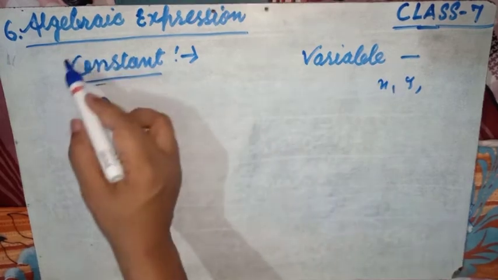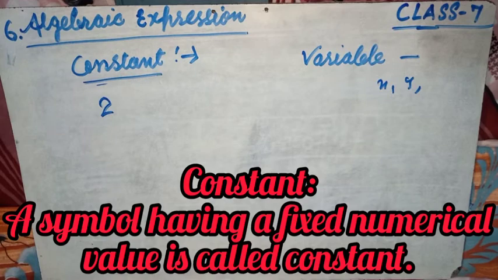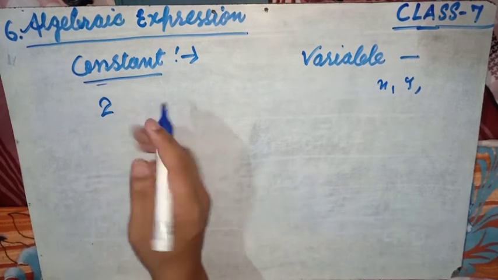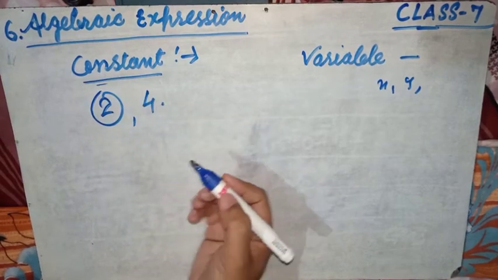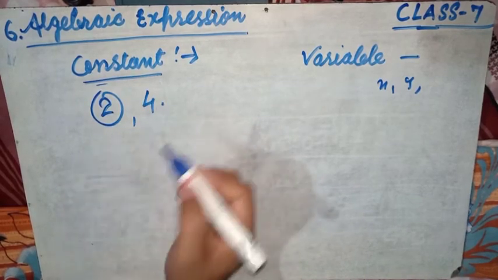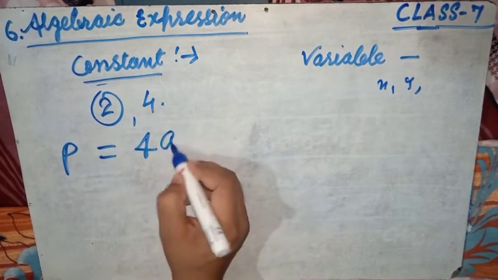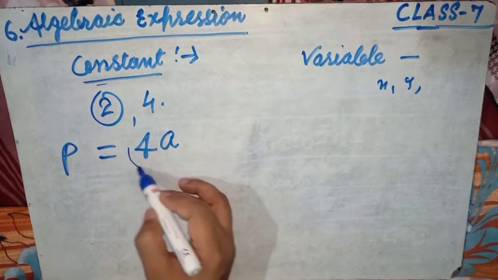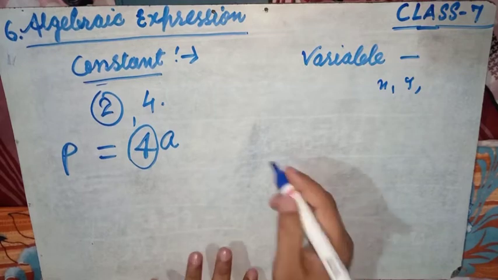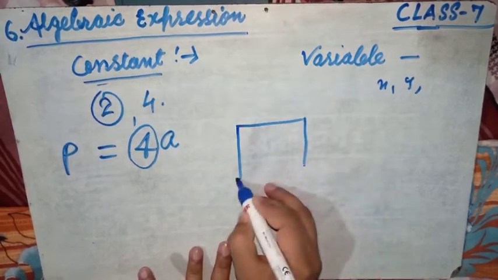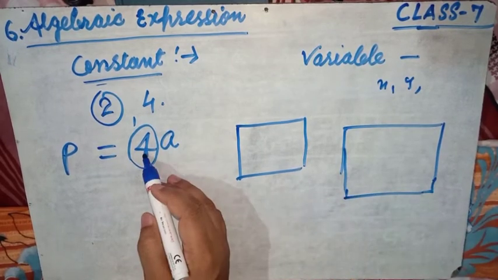Now we can define the first, constant. It means a symbol having a fixed numerical value is called a constant. The symbol could be this, this is also a symbol, this is also a symbol. Or another example, suppose perimeter of a square, perimeter of a square is 4 into side. So here the 4 is the constant. So 4 cannot be changed. Either a square may be small or a square may be big. There is no problem at all for this constant.